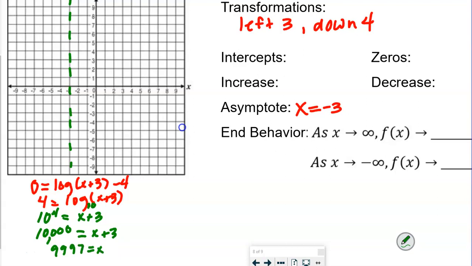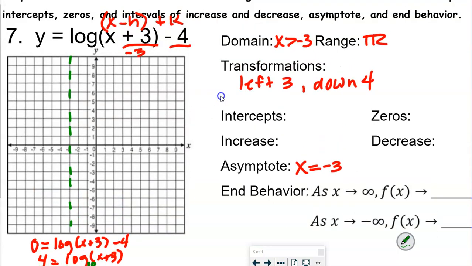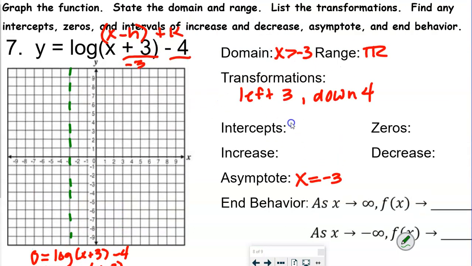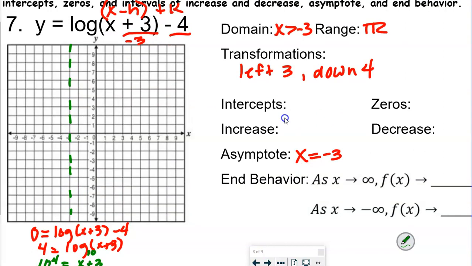So that's going to be one of my intercepts. This is the intercept (9997, 0), and it's my zero. So x is equal to 9,997. That means it's intercepting way out here, y'all.